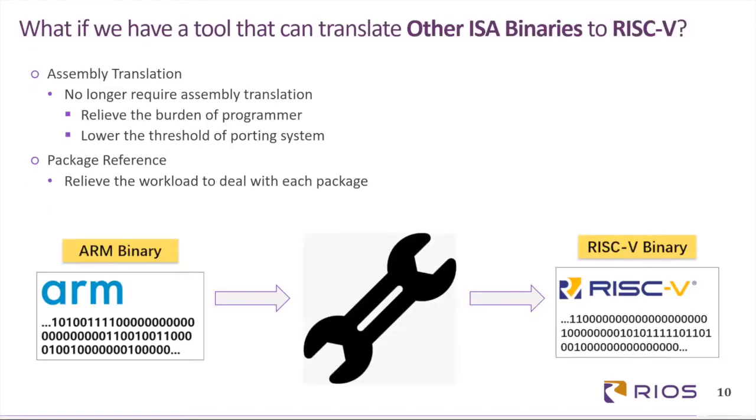So what if we have a tool that can translate other ISA binary to RISC-V? For example, if you have an ARM binary, maybe there is a tool where you can directly input the ARM binary and output the RISC-V binary. If the tool exists, maybe the assembly translation problem and the package reference problem no longer exist. That will relieve the burden of the programmer. That will lower the threshold of porting the infrastructure system to RISC-V.